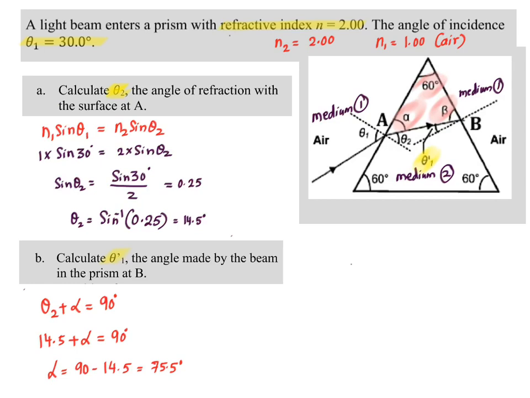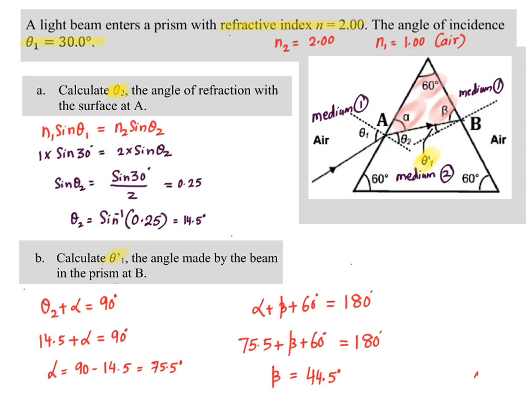Now if you look at the diagram again, 60 degrees, alpha and beta form a triangle. They are the angles of a triangle, and when you add the angles of a triangle together, we get 180 degrees. So this will help us to get the value of beta because alpha is known to us. We calculate beta as 44.5 using our calculator.